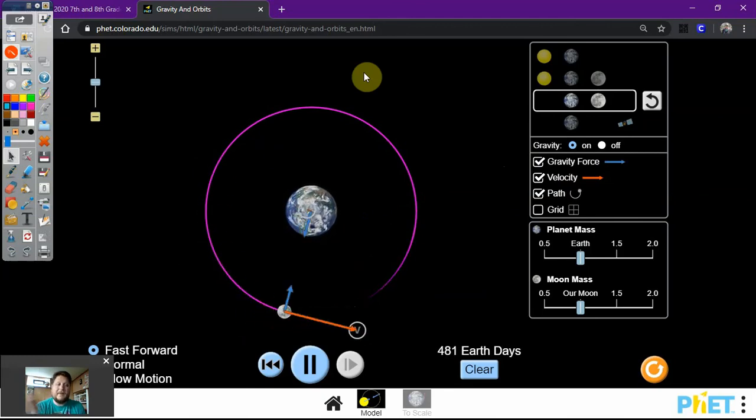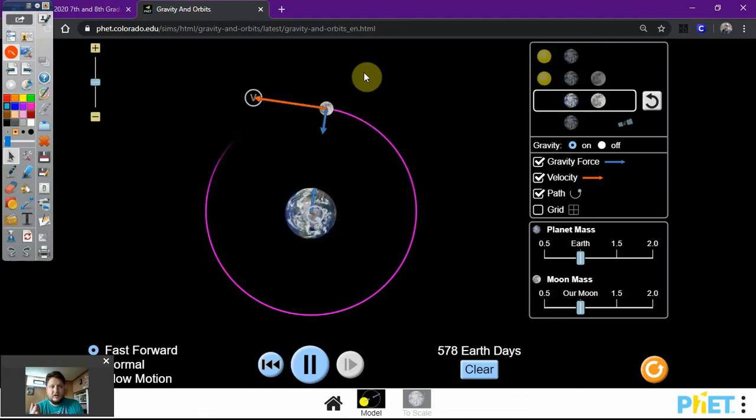If we go back to our forces and motions unit, we remember that inertia is what keeps an object in motion. So this moon will continue to orbit the way it is around the Earth until something is able to stop it or change its direction.